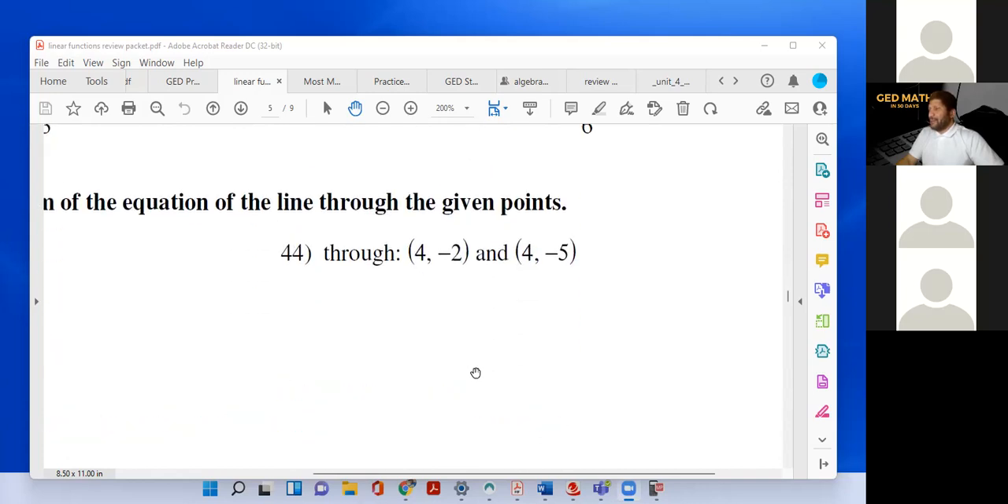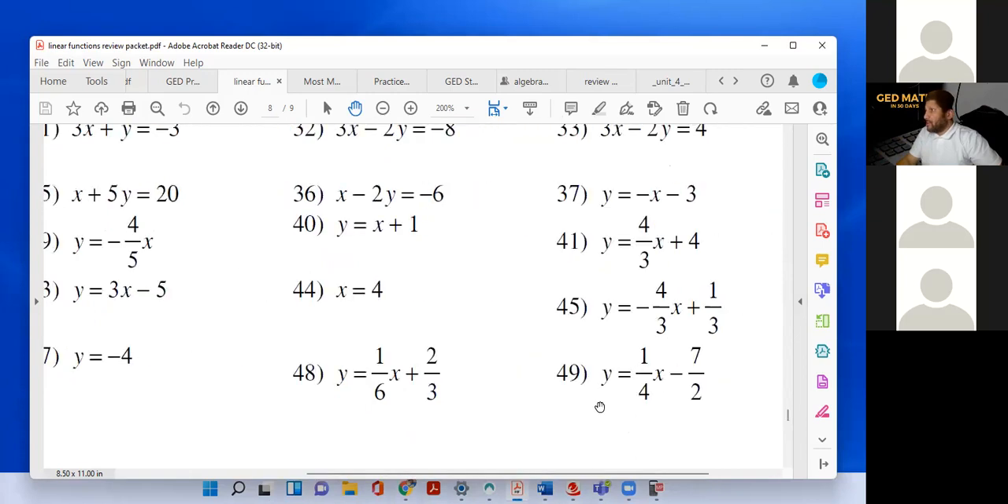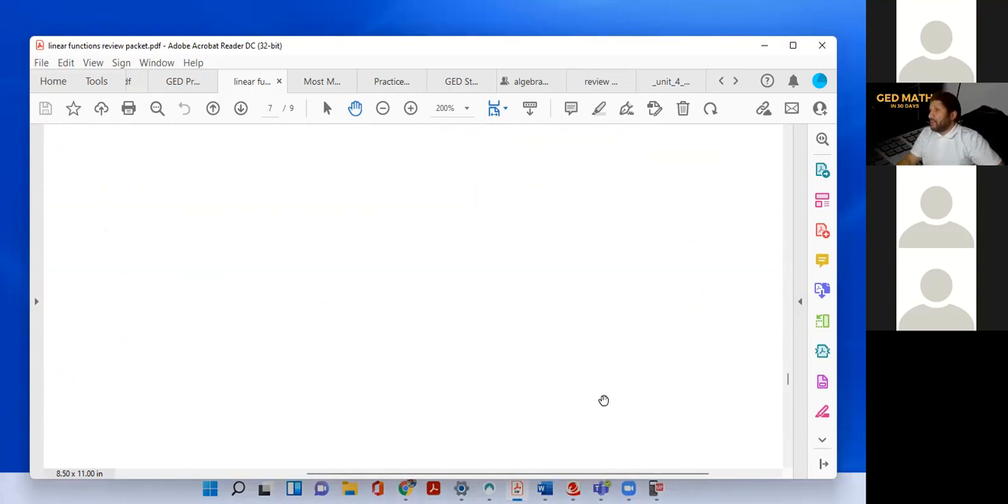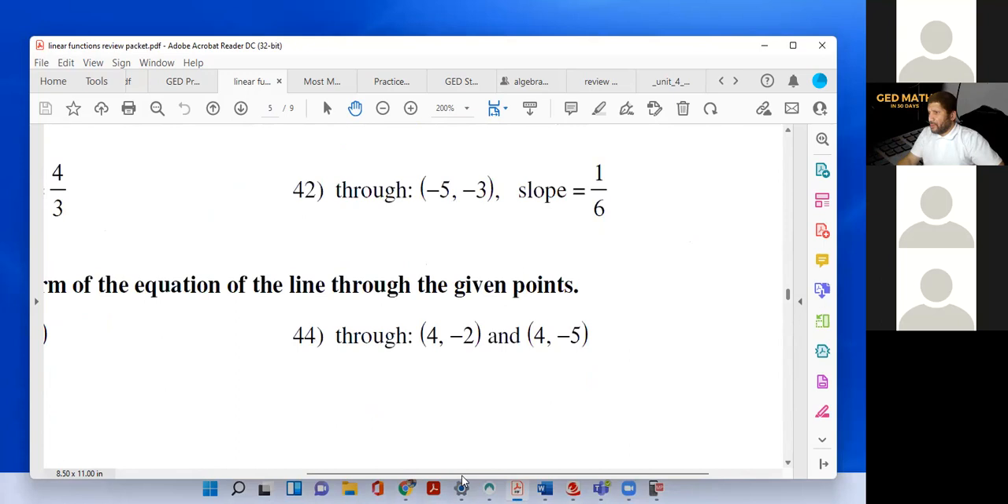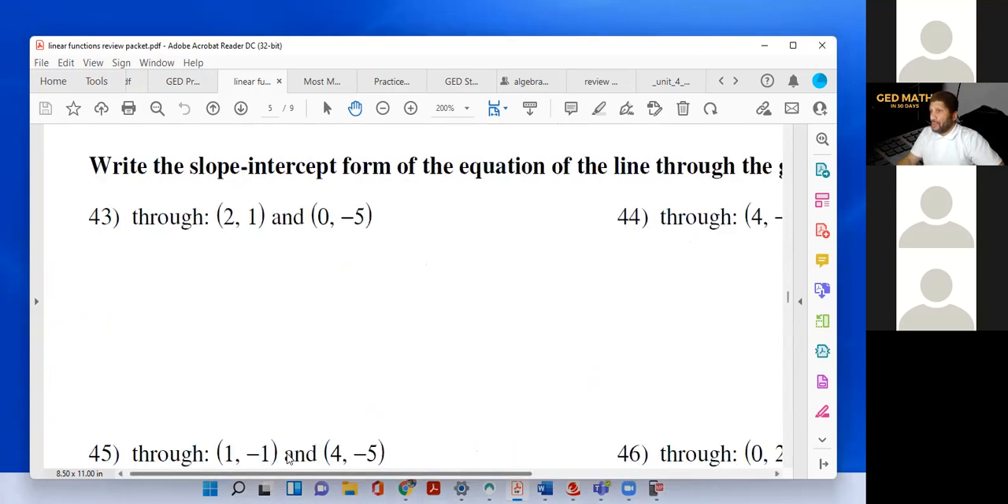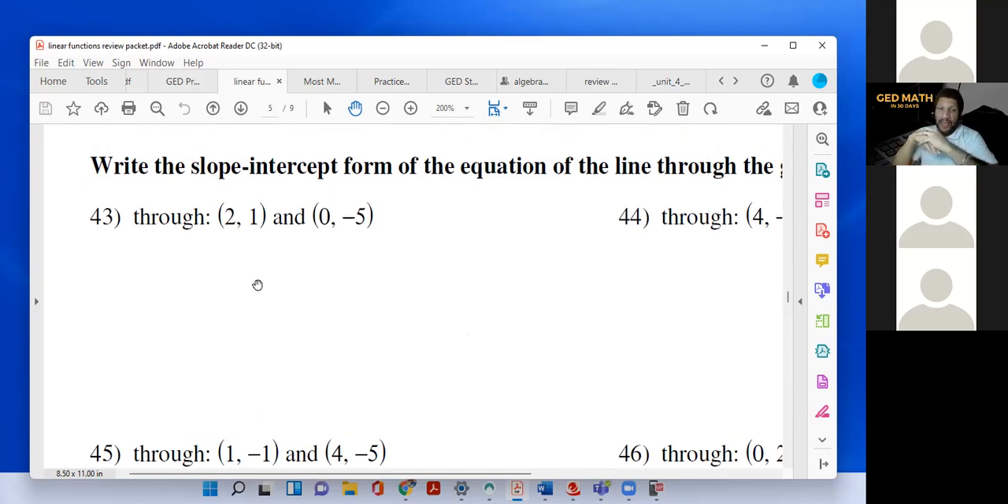Here we go, right here. Let me see if we can do this real quick. Let me make sure one is good. Okay, 43 and 41 are good. Oh, I don't like 43. That's easy. All right, we'll do it. Find the equation of a line that passes through (2, 1) and (0, -5).